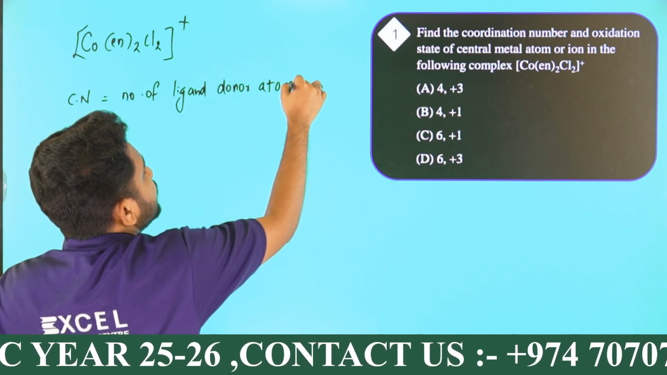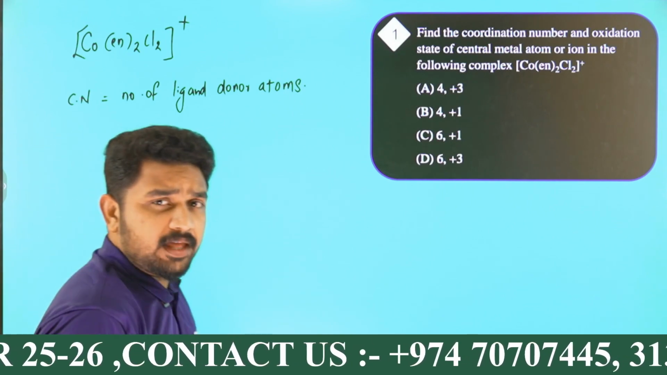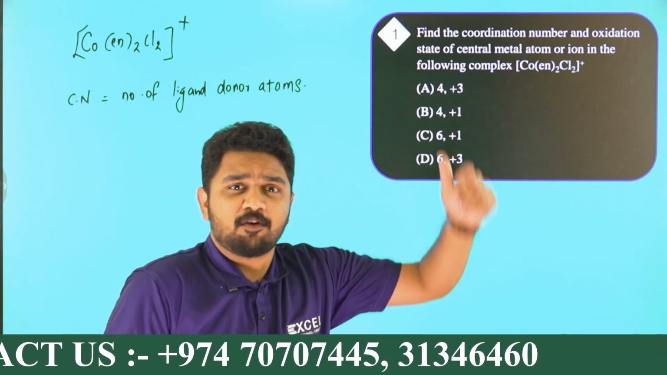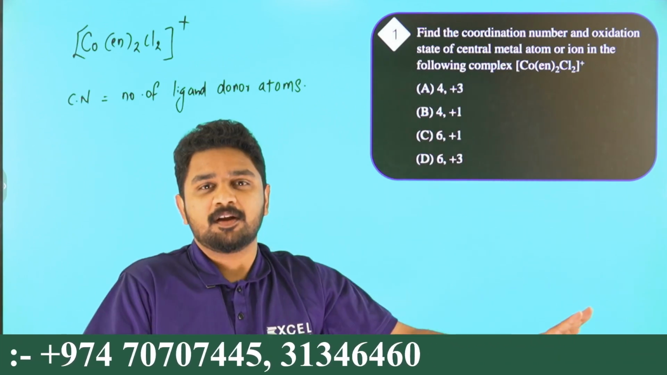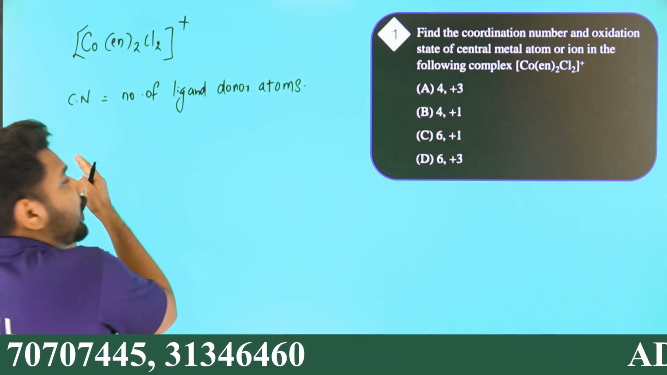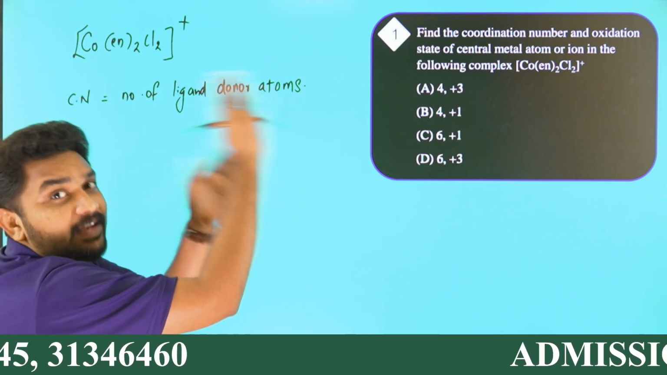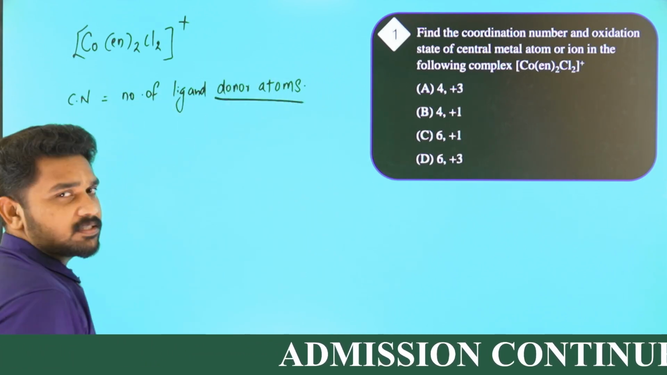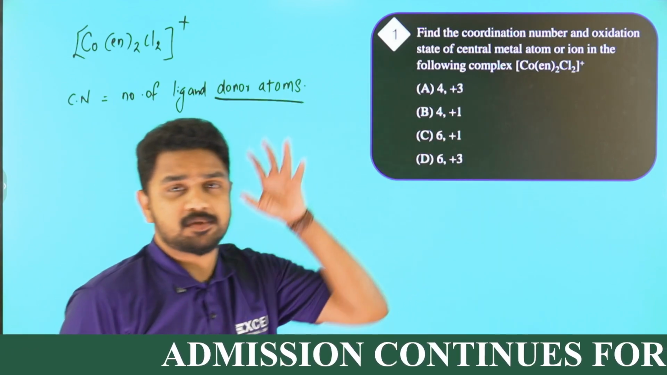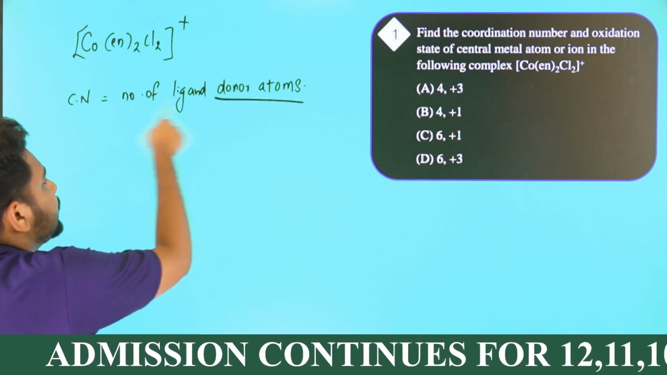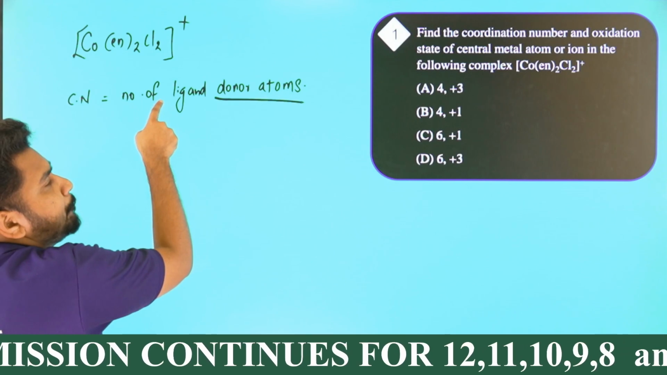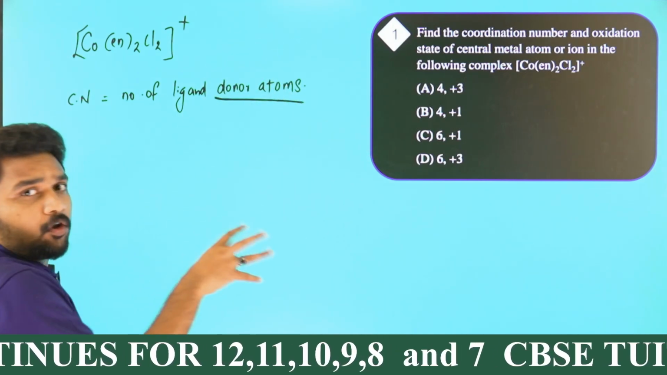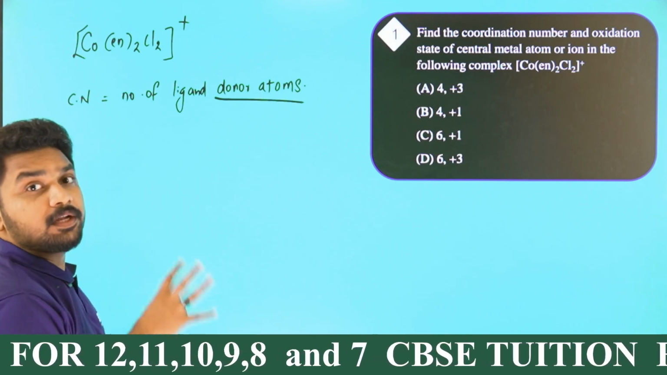Most students misunderstand that coordination number is the number of ligands. No, not at all. Coordination number is not equal to the number of ligands. It is equal to the number of donor atoms of ligands. That's why I define it like this: coordination number is equal to the number of ligand donor atoms. How many donor atoms are there in a coordination compound? That is the coordination number.